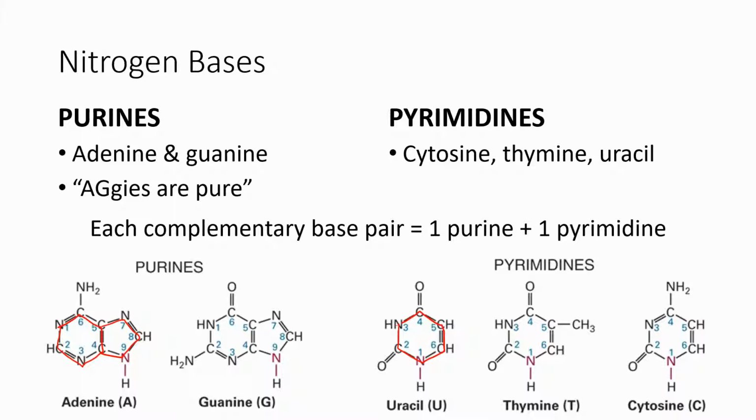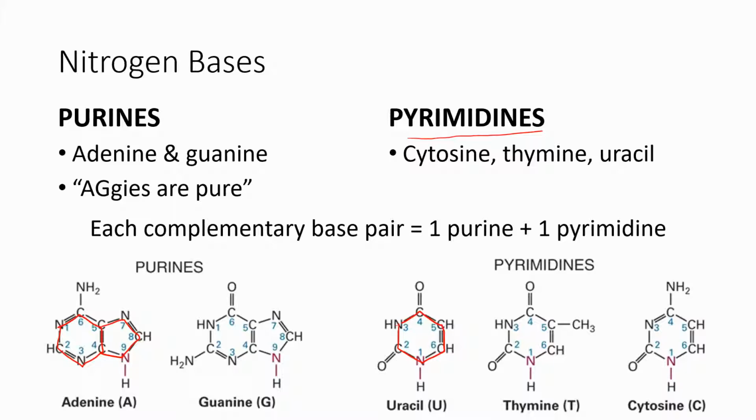Something that another teacher told me that she was taught in school to help her remember which bases are pyrimidines and which ones are purines. They were told Aggies are pure, which have A and G, and pure means purines. I also think of it, the longer name, pyrimidines, goes with the shorter molecule. So pyrimidines have one ring, purines have two rings.